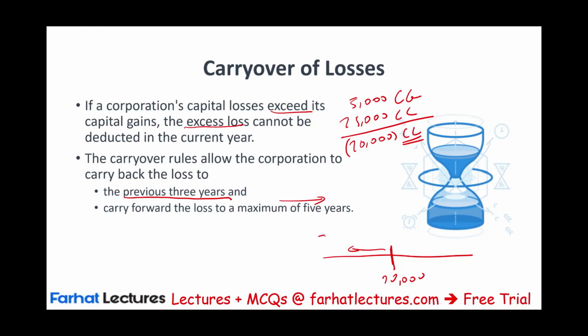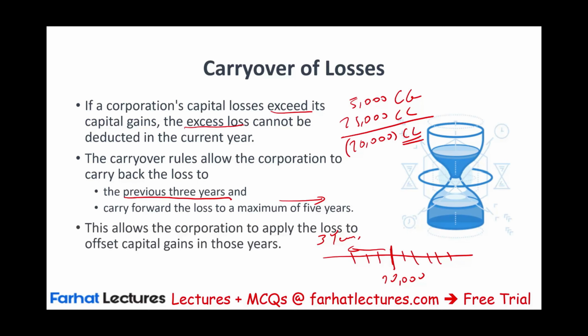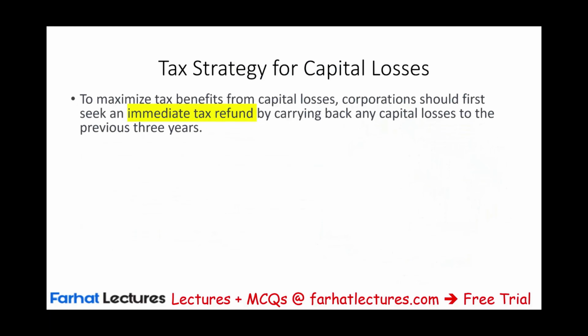You could go back 3 years. In other words, go back to the prior 3 years and if you have any capital gains, wipe them out and get a refund. Or if you don't have any capital gains in the prior 3 years, you can carry this for the next 5 years. And this allows the corporation to apply the loss to offset capital gains in those years. Don't worry, we're going to look at an example with numbers. To maximize tax benefit from capital losses, what should you do first?